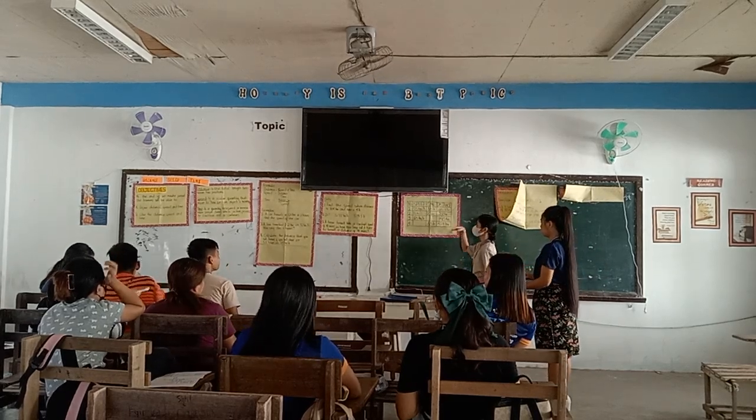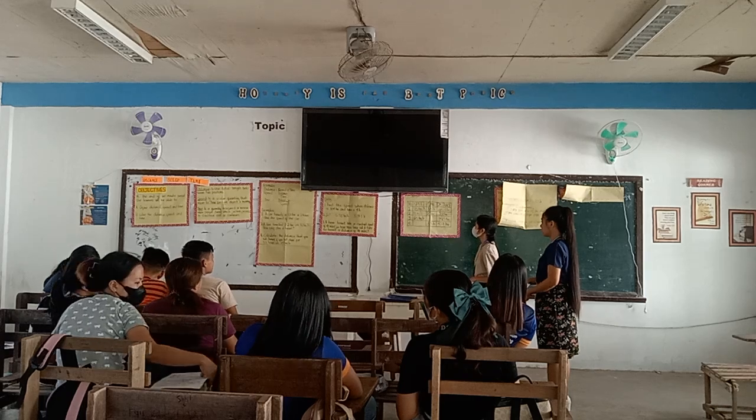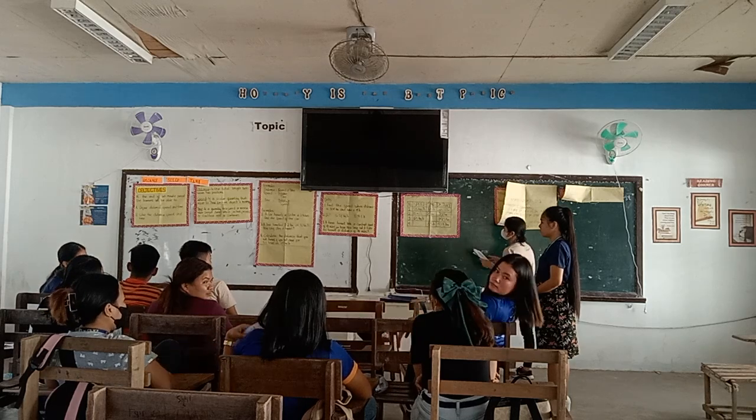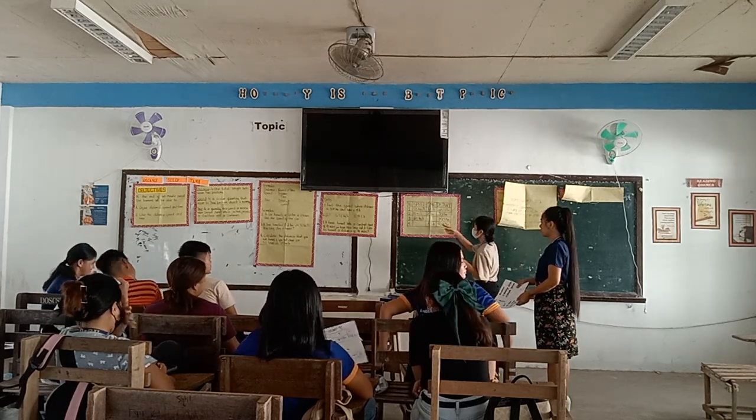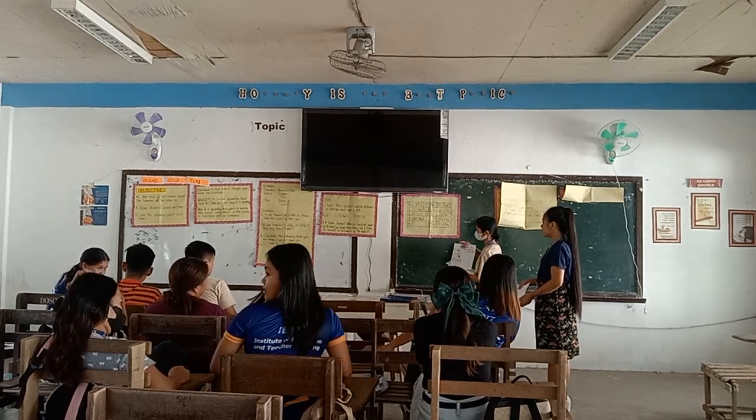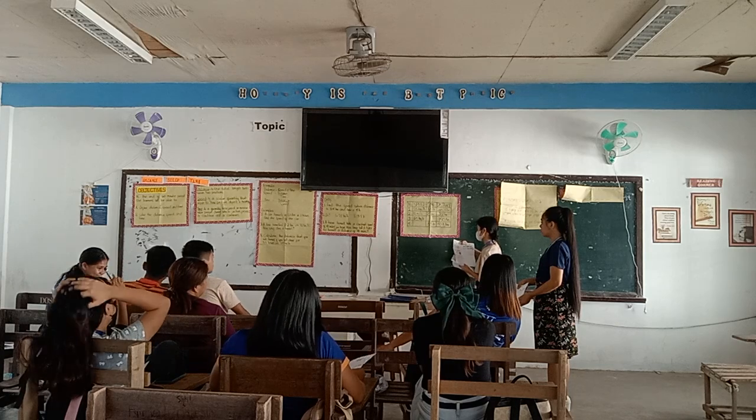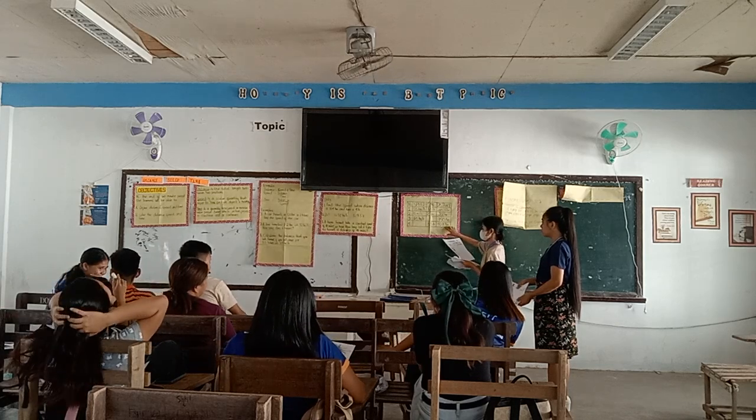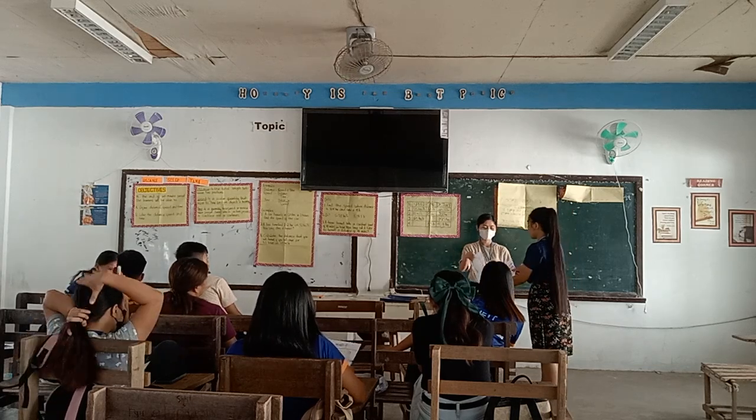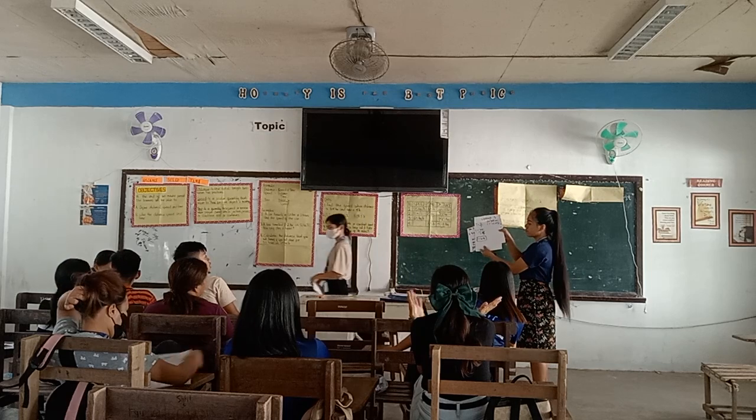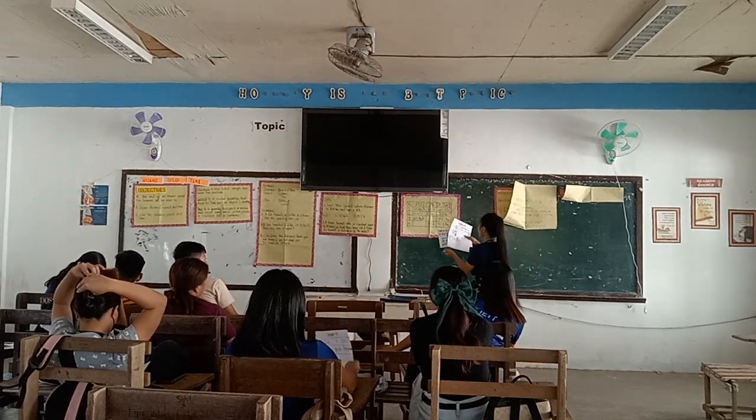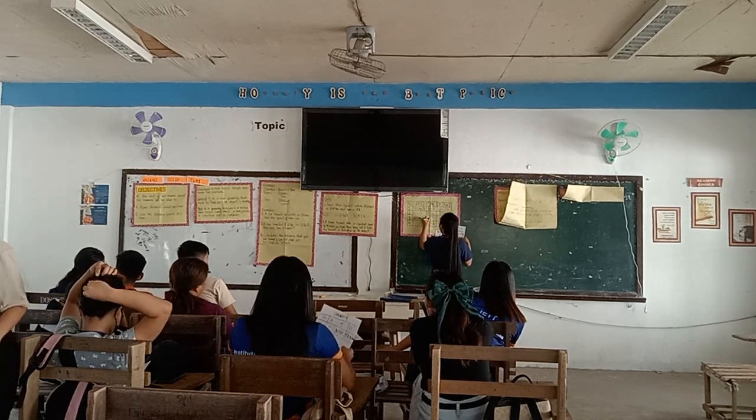Okay, we have here the given speed is 65 kilometers per hour and the distance is 390 kilometers. So, the missing variable is time. So, the formula is distance over speed. So, time is 390 divided by 65. So, we have 6 hours. Okay, is group 3 correct? Yes, teacher. The answer is 6 hours.